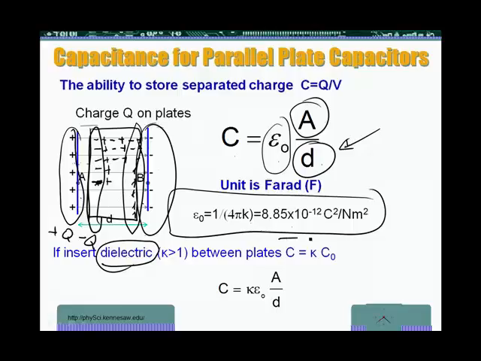And the capacitance then becomes kappa times C0, where C0 is the capacitance in air, or in general, the expression for capacitance becomes kappa epsilon 0 A over D. So that's the capacitance when we have an insulator in between.